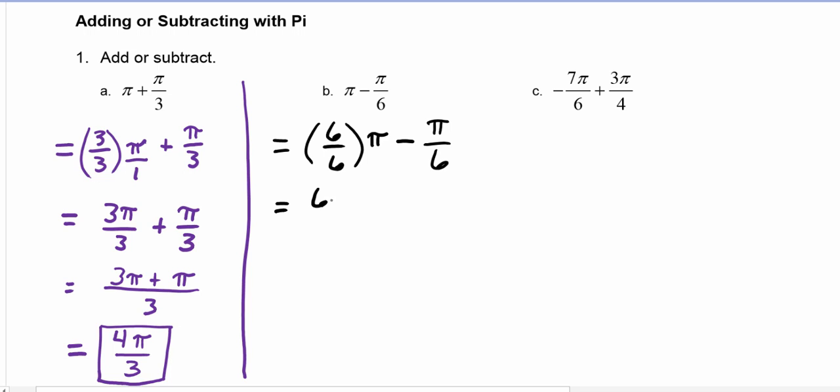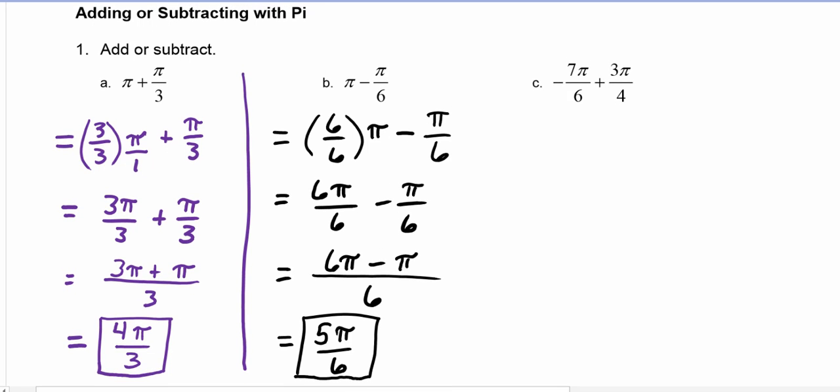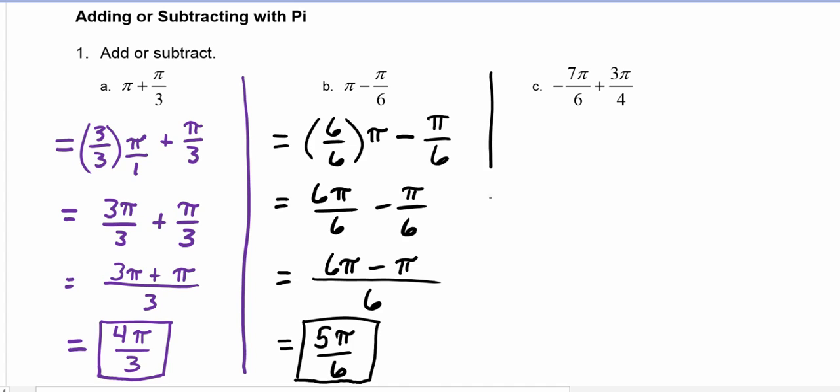This turns into 6 pi over 6 minus pi over 6. We know we can write that now as one fraction, 6 pi minus pi, the whole thing over 6, which becomes 5 pi over 6. Great.